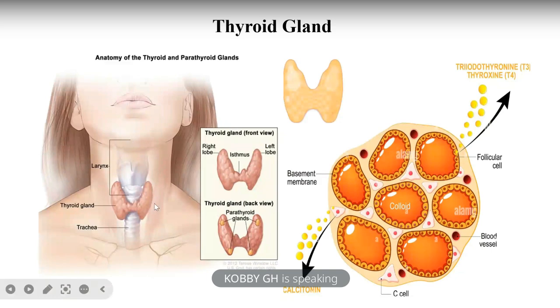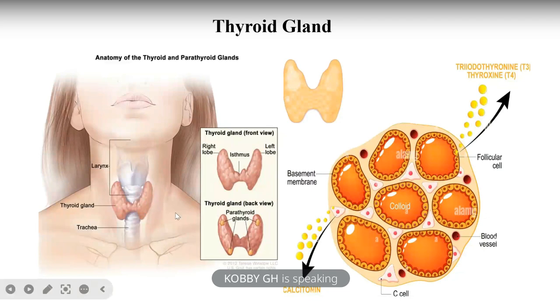So that's why we say the thyroid gland is located below the larynx, but in front of the trachea. So you see, this is the trachea and the thyroid gland is in front. That's anterior to the trachea. Okay, great. And you see, it looks like a butterfly.